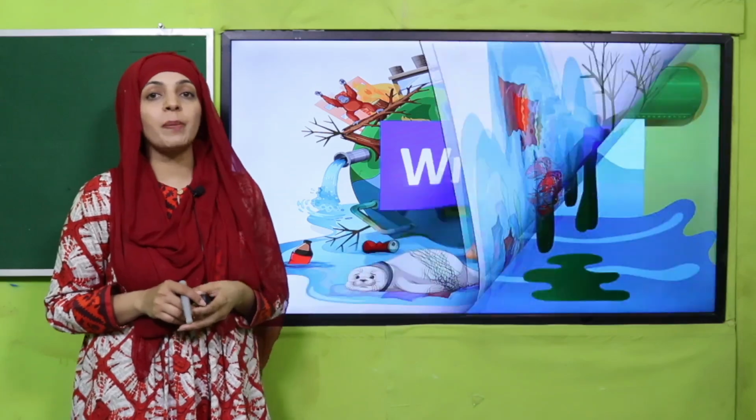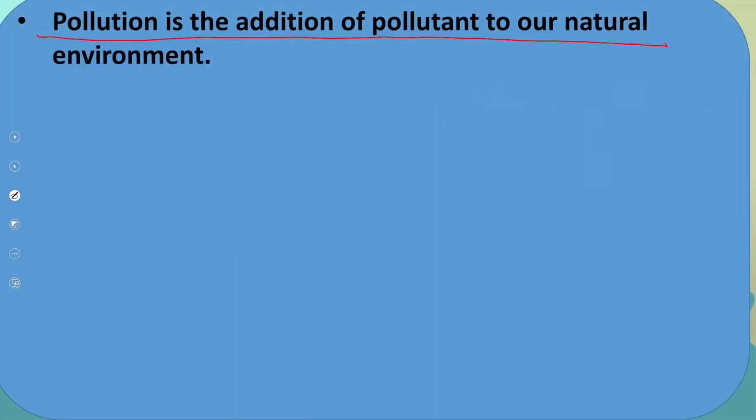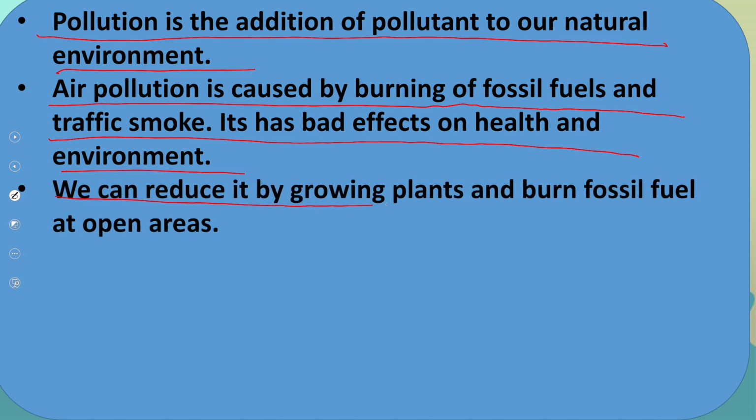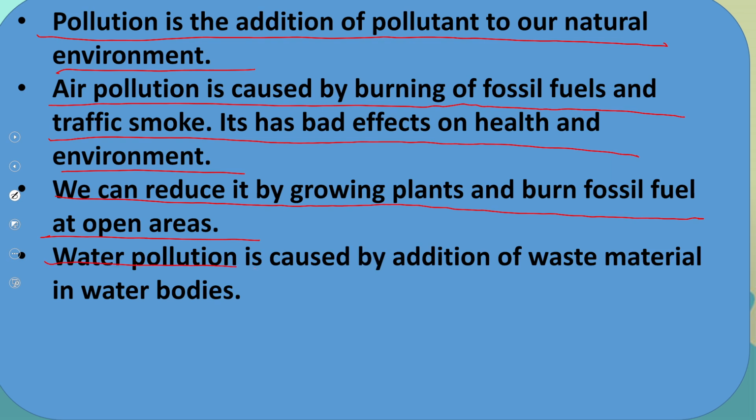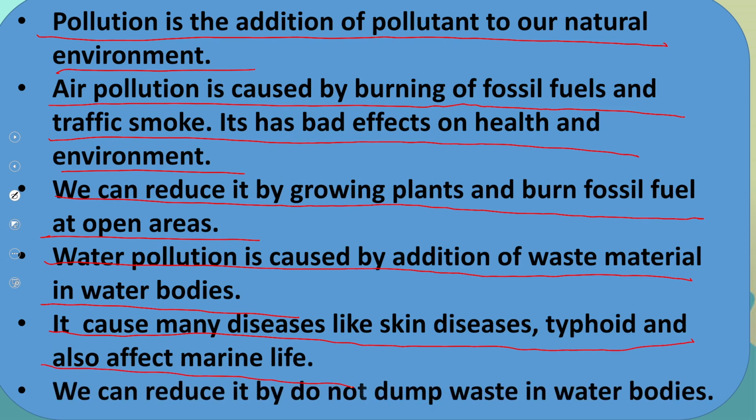So for wrap up, in this unit we have learned that pollution is the addition of pollutants to our natural environment. Air pollution is caused by burning of fossil fuels and traffic smoke. It has bad effects on health and environment. We can reduce it by growing plants and burning fossil fuel in open areas. Water pollution is caused by addition of waste material in water bodies. It causes many diseases like skin diseases, typhoid, and also affects marine life.